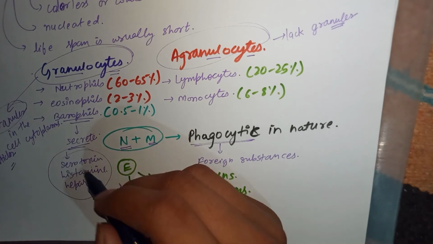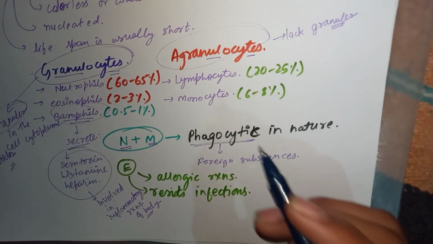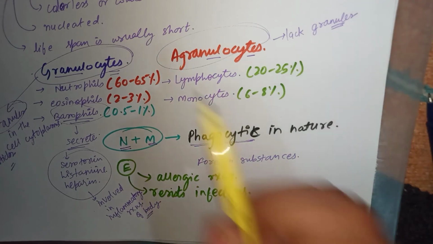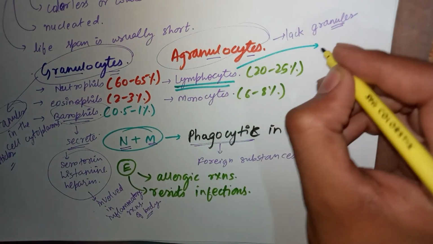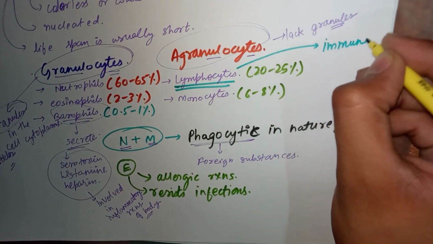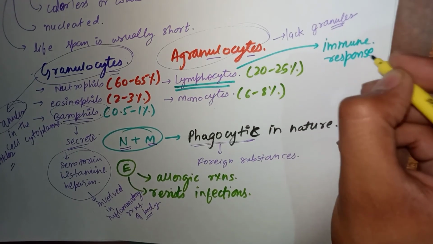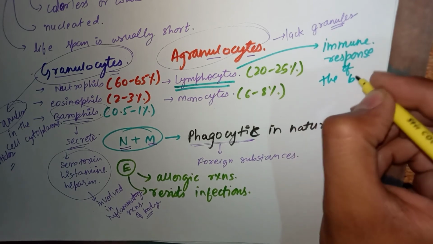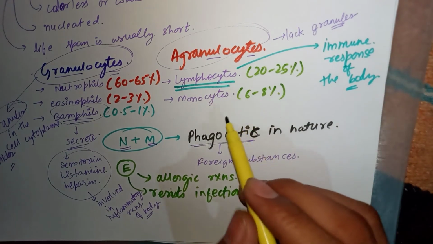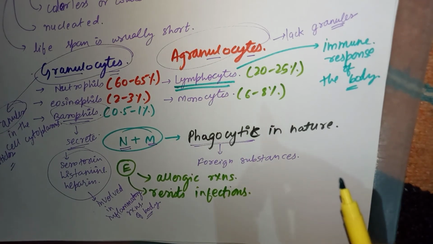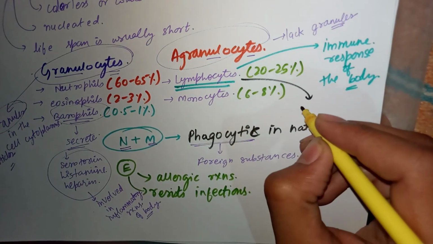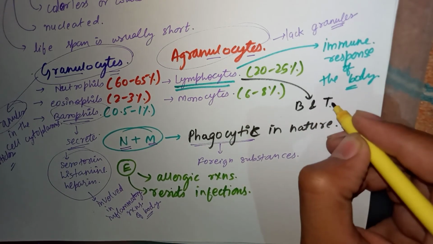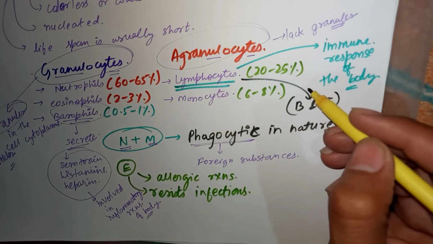So the basophils are involved in the inflammatory reactions of our body, and the lymphocytes are involved in the immune response of the body. What about monocytes? Monocytes together with neutrophils act as phagocytic cells. They are phagocytic in nature. So this is about the leukocytes. And one more point about lymphocytes: lymphocytes are of two types, B lymphocytes and T lymphocytes. Both are involved in the immune response.